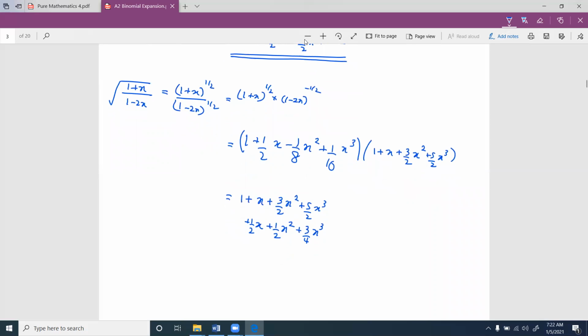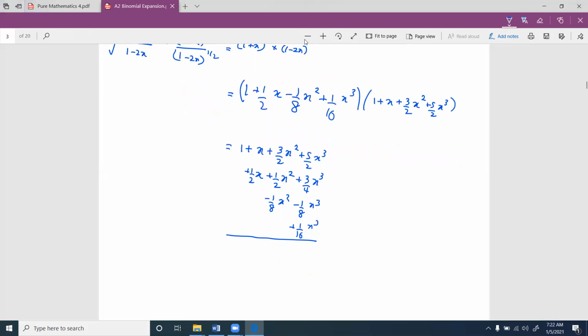Then I'll multiply with minus 1 over 8 x squared. Minus 1 over 8 x squared into 1 is minus 1 over 8 x squared. Minus 1 over 8 into this is minus 1 over 8 x to the power 3. Then I'll multiply with plus 1 over 16 x to the power 3. Then simply you can just add these terms together. So simple expression, you can get it.